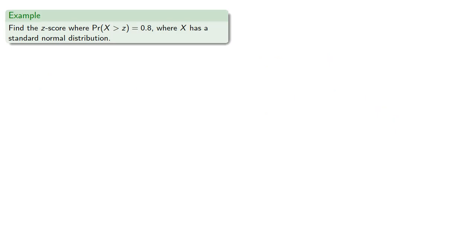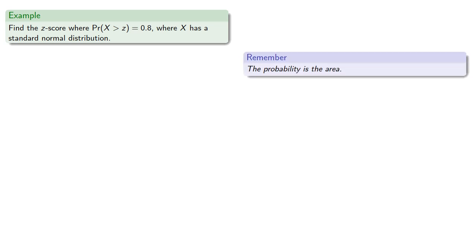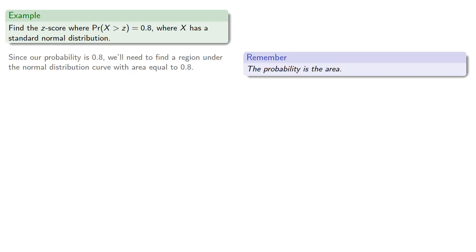For example, let's try to find the z-score where the probability x is greater than z is 0.8, where x has a standard normal distribution. So an important idea is that the probability is the area. Since our probability is 0.8, we'll need to find a region under the normal distribution curve with area equal to 0.8. And since our event is x greater than z, it will be the region to the right of some z-score.